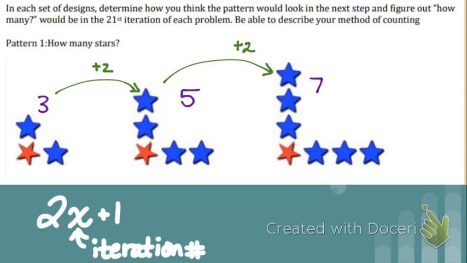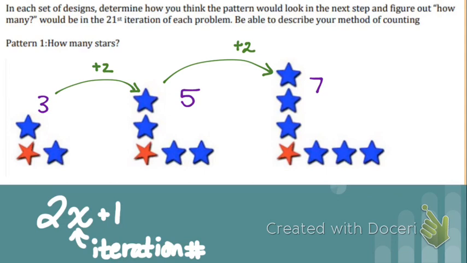This is the second iteration, right? So I would put 2 in the place of this x. What's 2 times 2? 4, but we have 5 stars. 4 plus 1, and I get 5. What about for the third iteration? 2 times 3, which is 6, plus 1, and I have 7 stars. So I could use this right here instead of drawing out.